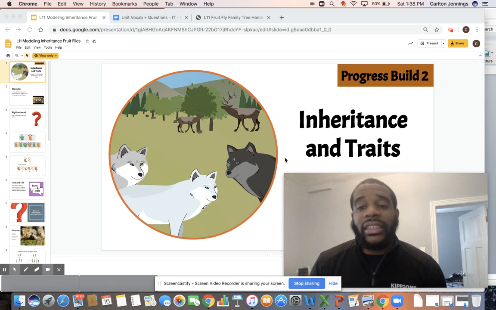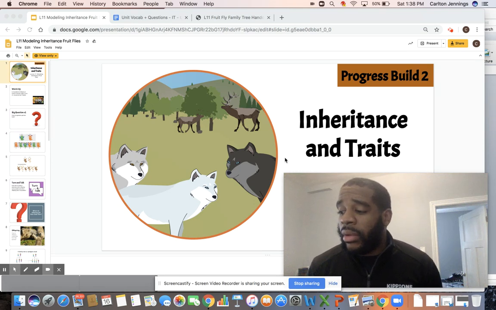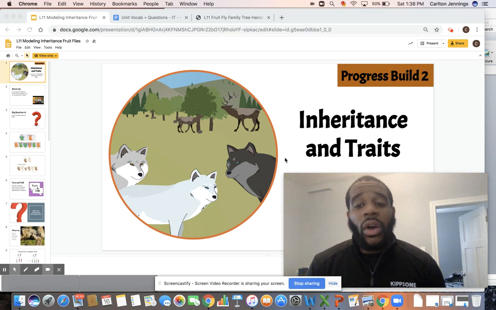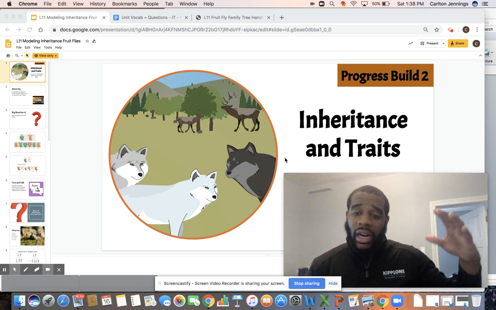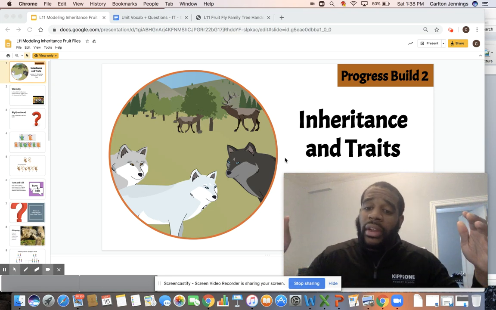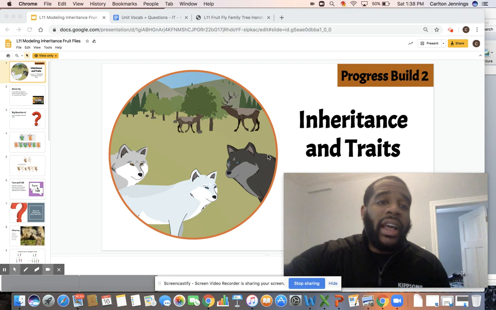So, this is lesson 10 about inheritance and traits. We've been learning so much about inheritance and traits. In our last lesson, we looked at those monsters and those deer and saw which could be possible offspring of the parents. Today we're going to be doing some similar things. In this lesson, we're going to collect evidence for how traits are passed down from parents to children. We kind of did that last lesson with the monsters, seeing which offspring can be offspring of the parents and what traits can be passed down.